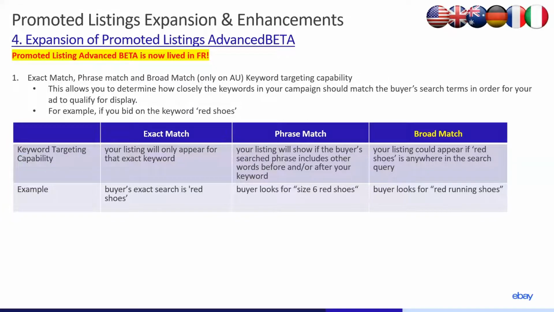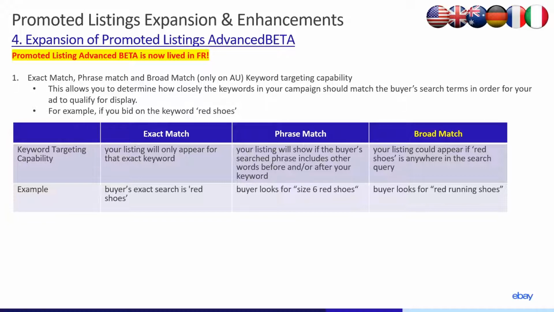For example, you are bidding on the keyword red shoes. For exact match, your listing will only appear when the buyer searches exactly for the term red shoes. For phrase match, your listing will appear if the buyer's search phrase includes other words before or after the keyword, like size 6 red shoes. For broad match, your listing could appear if red shoes is anywhere in the buyer's search query, like red running shoes. With all these keyword match types, you have better control over when your listing shows in the buyer search results.